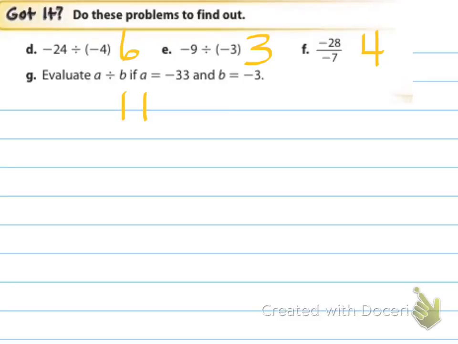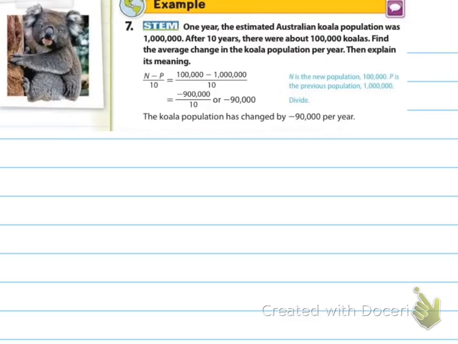All right, so you've got 6, 3, 4, and 11. All of them positives because they're all negatives divided by negatives, so the negatives cancel out. Just like if we're doing a positive divided by a positive, it's automatically positive. Same signs, positive.